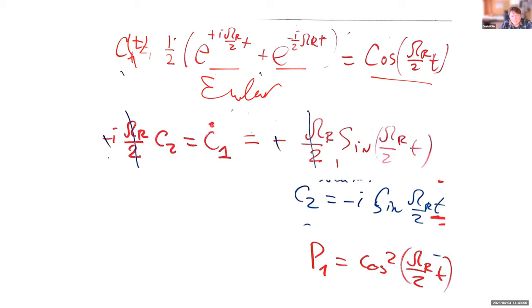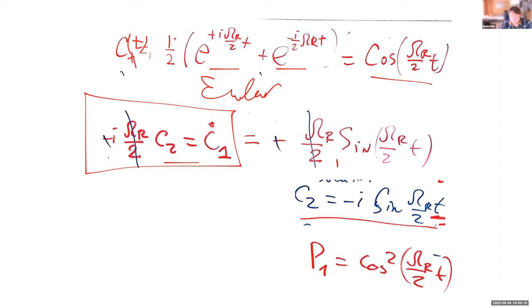And by using the connection between the expansion coefficients in the equation of motion, one can get the solution for the expansion coefficient of the excited state. If one takes the absolute value squared of the expansion coefficient of the ground state, one gets a cosine squared. So at time zero, it will be equal to one.